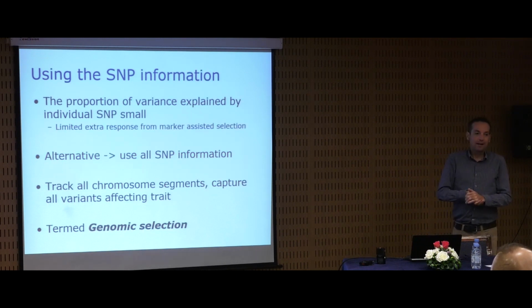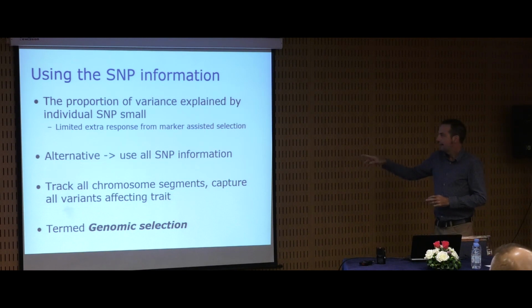So the proportion of variation explained by each SNP is likely to be small. In other words, they'll be tracking a gene that has a small effect. That means for a lot of traits, not all, there are some traits where you get a big boost from marker-assisted selection, but for a lot of traits, the gains are limited because of the small size of effects.